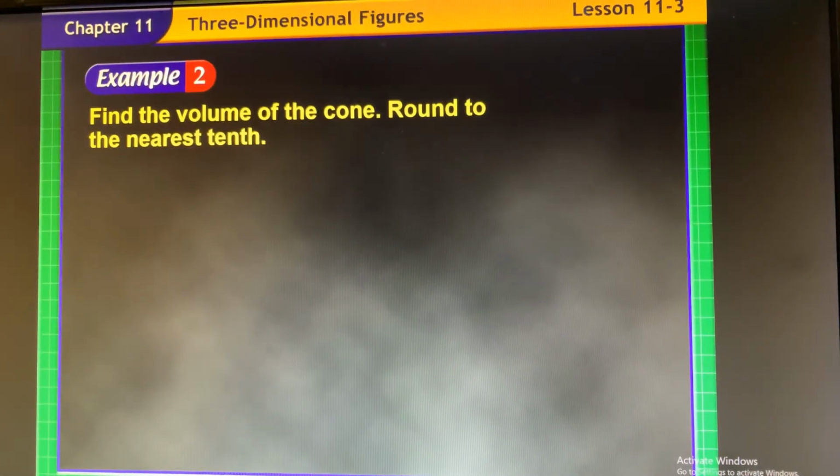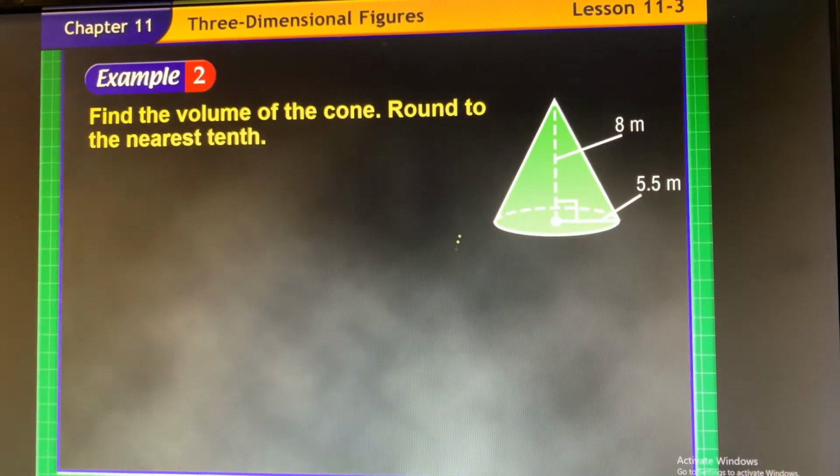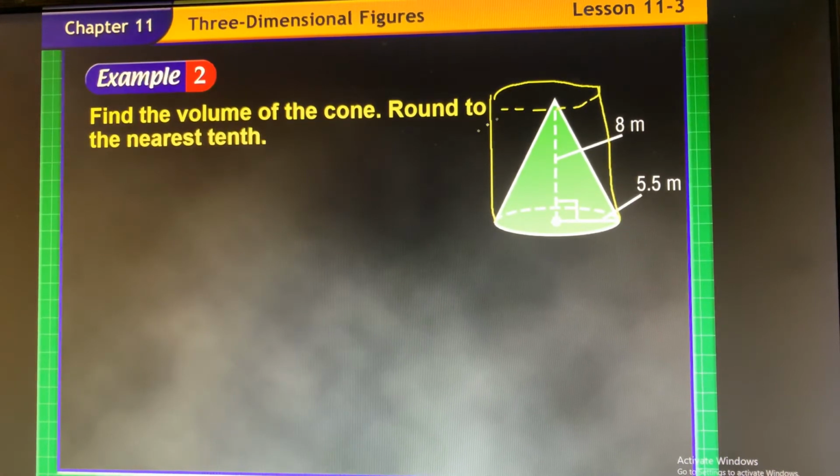Find the volume of a cone. Same thing. A cone is 1/3 the size of a cylinder. So if you built a cylinder, we'll go up like this. You can see if you put water into the cone and dumped it into the cylinder, it's not half the size. It kind of looks like it is, but it's not. It's only a third the size.